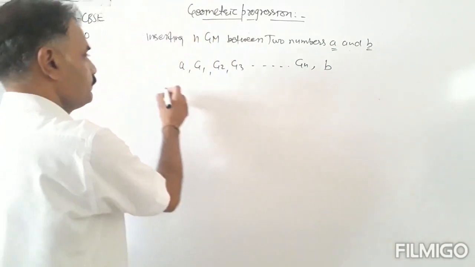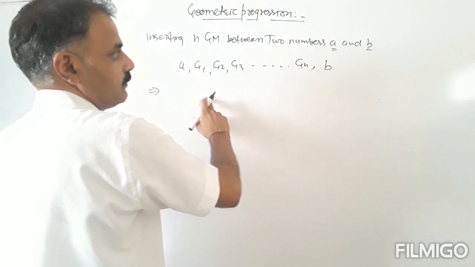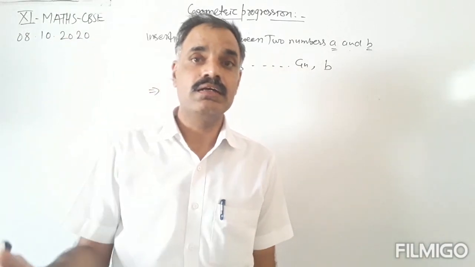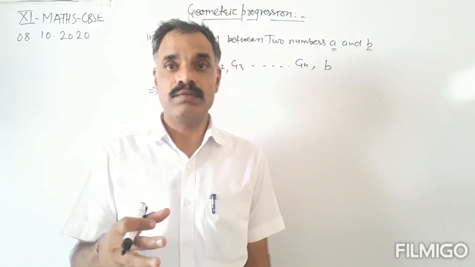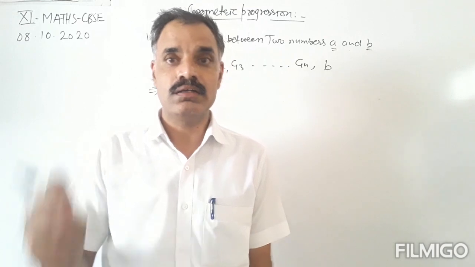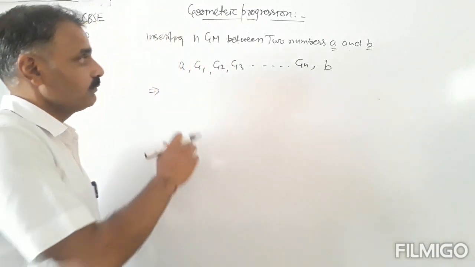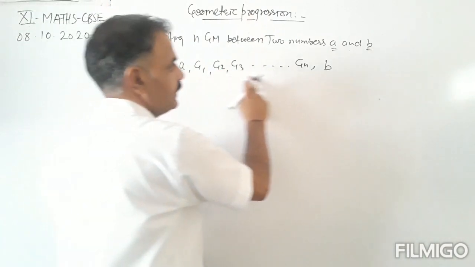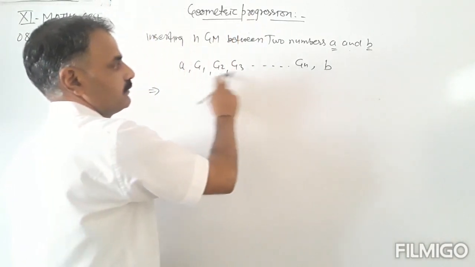Whenever we are inserting n numbers between two numbers, we have to find the common ratio only. So here we have to find the common ratio. This resulting sequence is a GP.